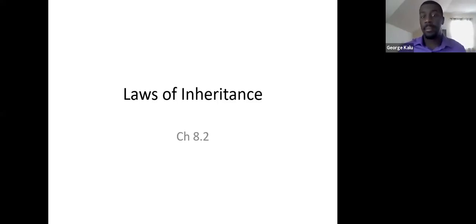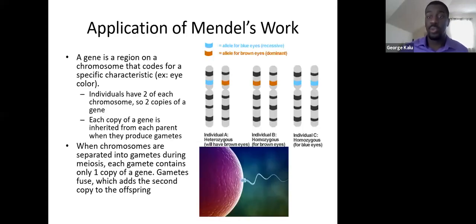And now we can look at some laws of inheritance that are based off of what Mendel was able to determine. That brings us to this next section, where we apply Mendel's work to our current understanding of genetics. Genetics is the study of how genes are inherited from one generation to the next.